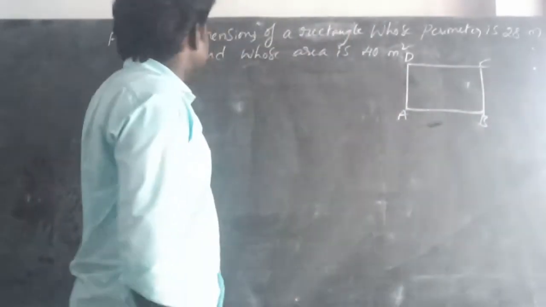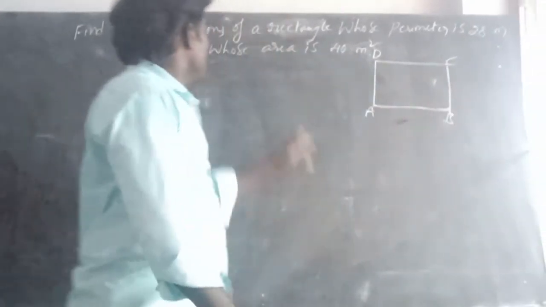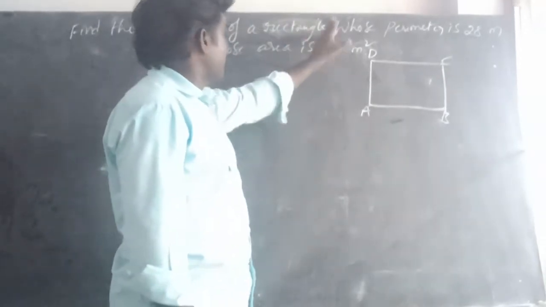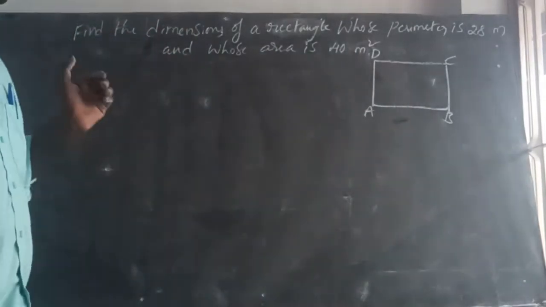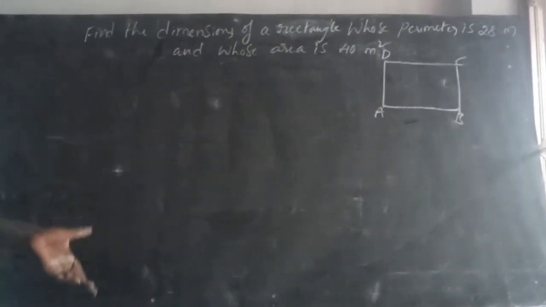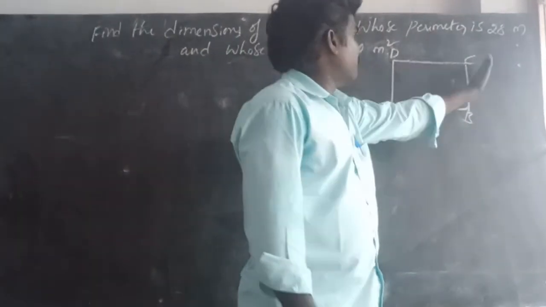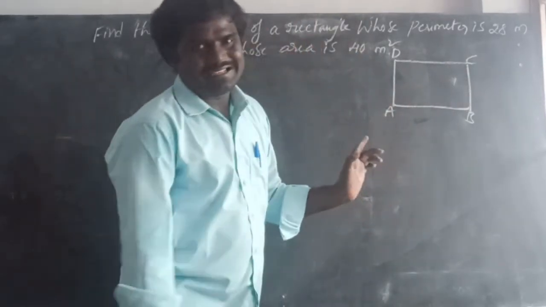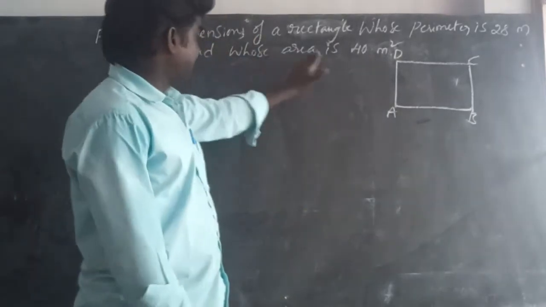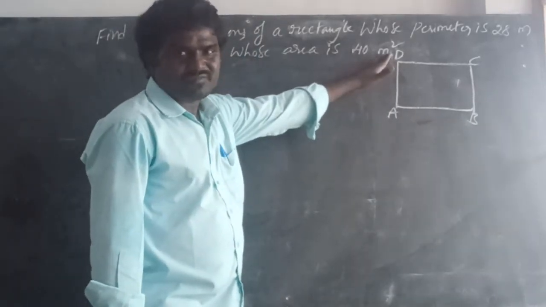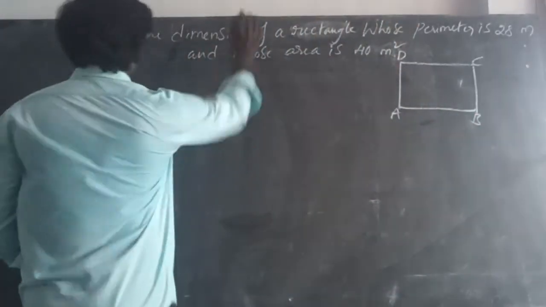Okay, so to find the dimensions of the rectangle. Dimensions means length and breadth. Whose perimeter is 28? Perimeter means the sum of all sides of a closed curve. Here there are 4 sides: length, length, breadth, breadth. So the perimeter of a rectangle is 2(L plus B). Next, whose area is 40 meter square. The area of a rectangle formula is L into B.